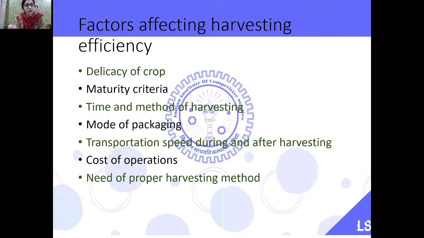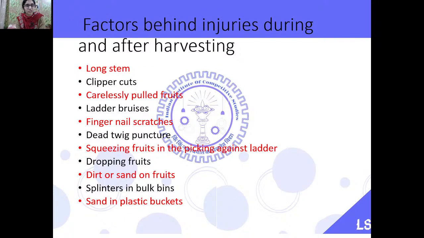Then what will be your mode of packaging? How are you going to transport them, right? So all these factors are going to affect the efficiency of the harvesting of a particular fruit or vegetable. Then what are the factors which lead to spoilage if the harvesting is not done properly, right? If you are carelessly pulling the fruit, bruises are there from the tools you have taken, fingernail scratches are happening, punctures from twigs, or your fruits are getting squeezed, or you are dropping the fruits from a height, there is dirt and sand on the fruits.